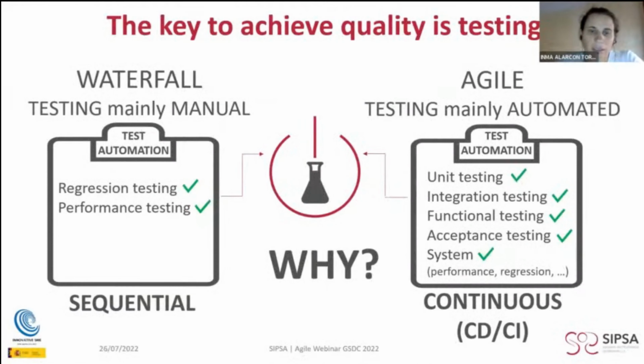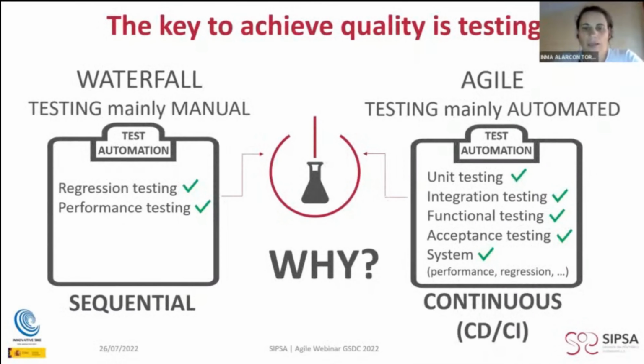as well as for Waterfall. In Agile, you also have to validate the performance, and you have to create the regressions and so on. So this is the big difference. In Waterfall, the testing was mainly manual and the automation was focused only on building regressions and performance testing. But on the other hand, when you are working with an Agile method, you really need to apply automation in testing everywhere.